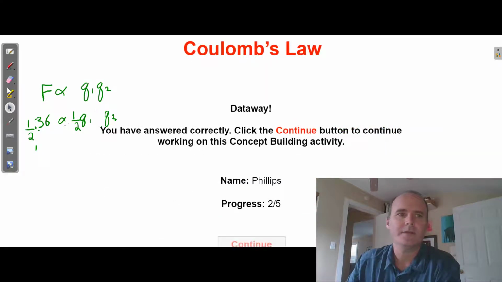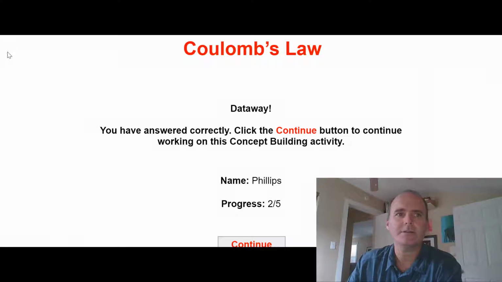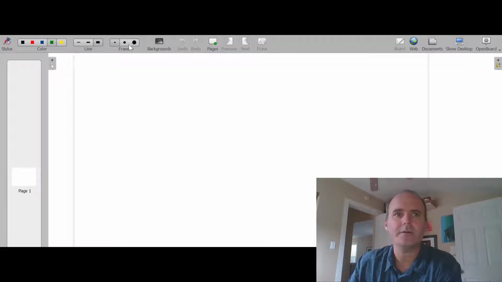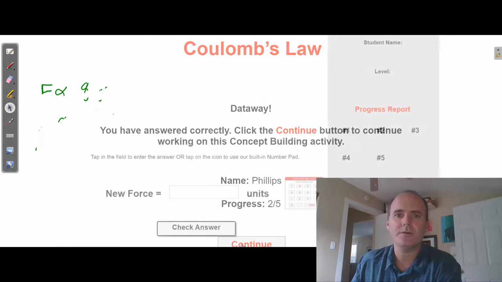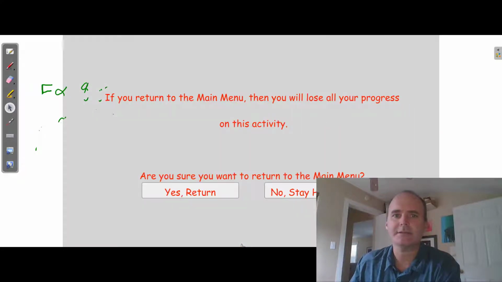All right, so let's go to the second batch here. I'm going to change this so I have a bigger eraser, maybe medium size, and I'm going to change my pen color. Okay, all right, let's go to the next set.